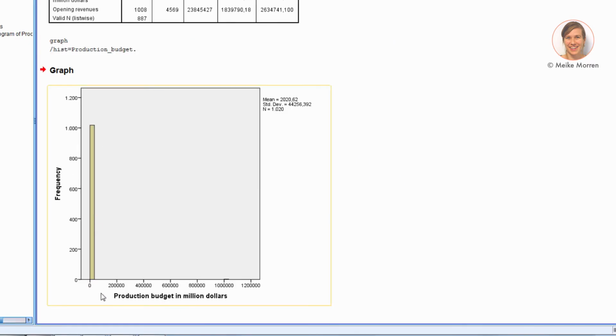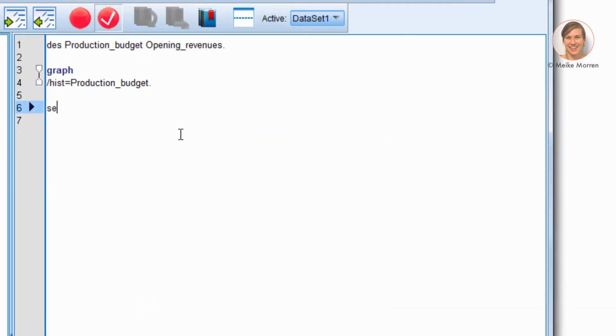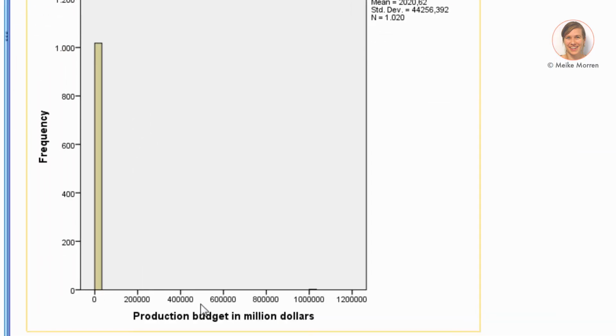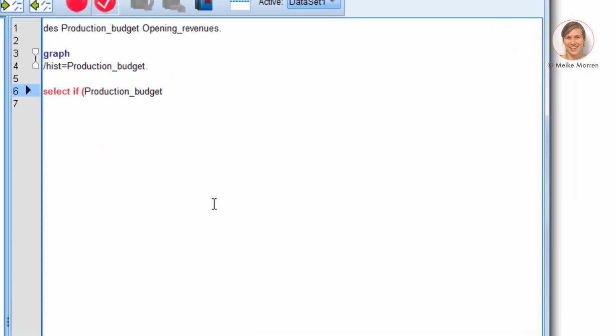With the budget in dollars, it seems that a lot of budgets of movies are very small and only a few are very large. So what we're going to do is regard these as outliers and delete them from the database. As you can see in the graph, they have a budget higher than, let's say, $200,000.